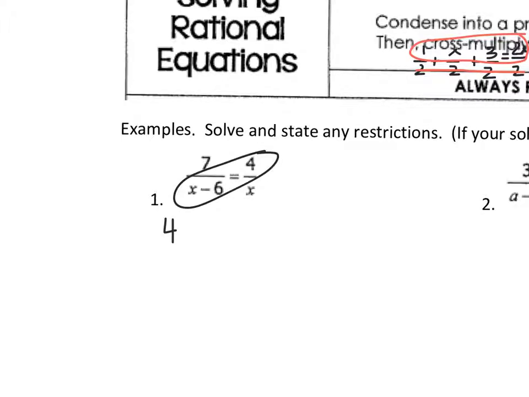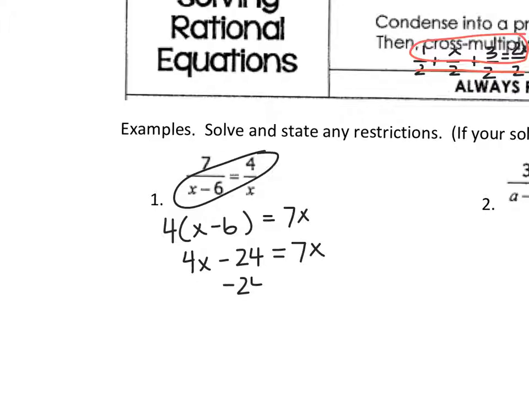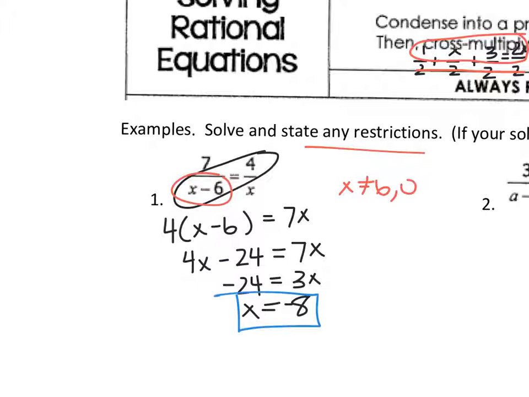So I'm going to do 4 times x minus 6 equals 7x. Then I'm going to have 4x minus 24 equals 7x. Subtract 4x, so I'll have negative 24 equals 3x, and x equals negative 8. If I look at my restrictions, I can't have x be 6 or 0. Because my solution is not one of those restrictions, this is my answer.